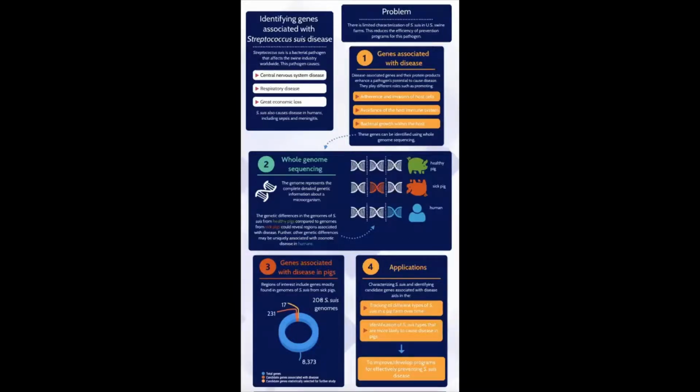The purpose of my research was to identify genes associated with disease in pigs. I compared 208 strep suis genomes recovered from sick and healthy pigs. 8,373 total genes were present among the 208 genomes.